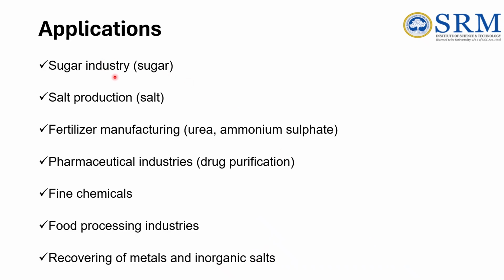Coming to the applications, this crystallizer is used in numerous applications and is not limited to these. Preferably, it is used in sugar industries for manufacturing sugar, and in salt production. In the fertilizer industries, it is used for urea and ammonium sulfate production. In pharmaceutical industries, it is preferably used for purification of drugs, in fine chemicals, in food process industries, and also in recovery of metals and inorganic salts in the organic industries.